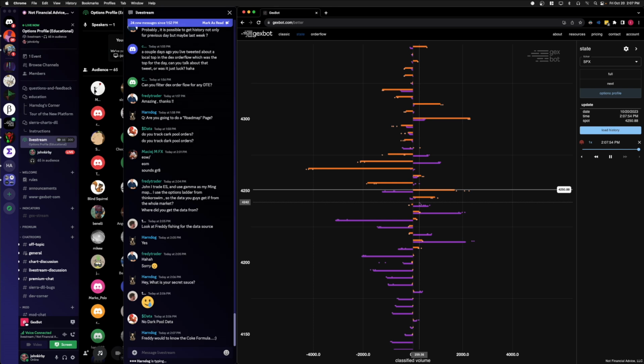Okay, dark pool data. No, we don't have dark pool data. The entire platform is options analytics. So we're not looking at stock transactions or dark pools or anything like that. Neither are we planning on doing that.